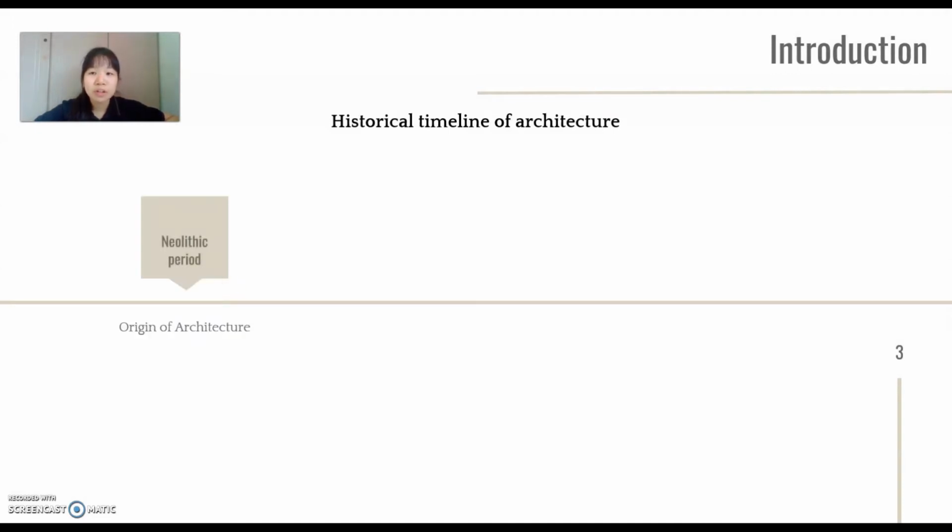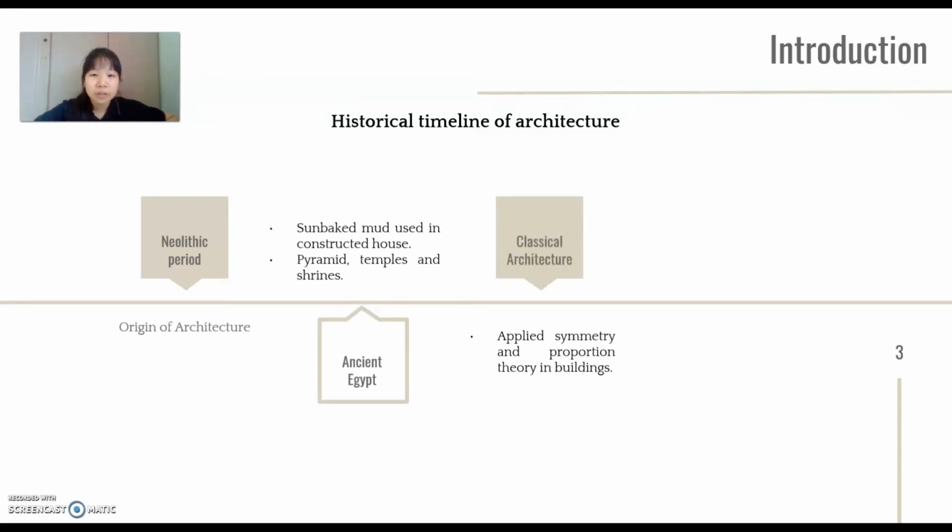The Neolithic period is the origin of architecture. During the ancient Egypt period, humans constructed houses using sandbag mud as wood was not widely available. The powerful rulers also constructed marble pyramids, temples, and shrines. When colonies spread around the world, the buildings shaped into classical architecture. The regular plans of temples show us that builders applied symmetry and proportion theory.